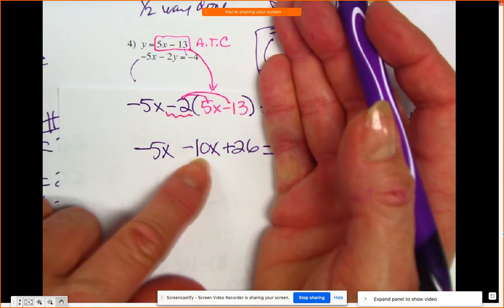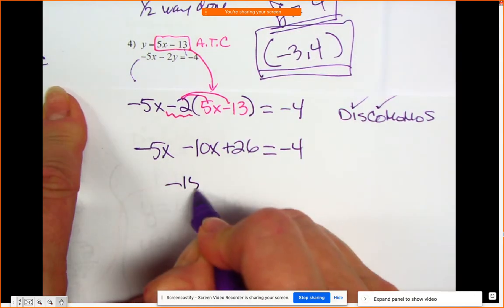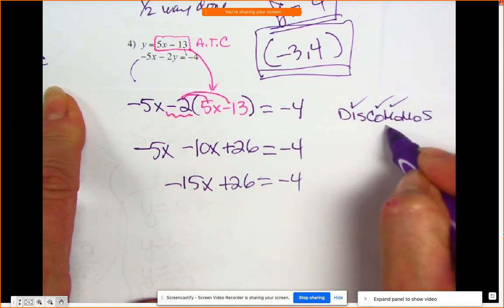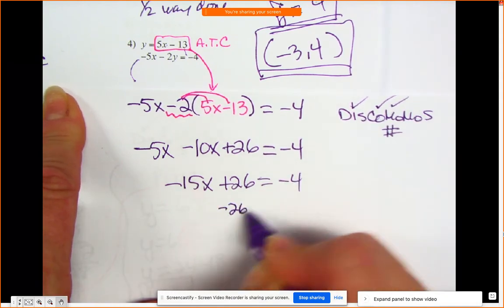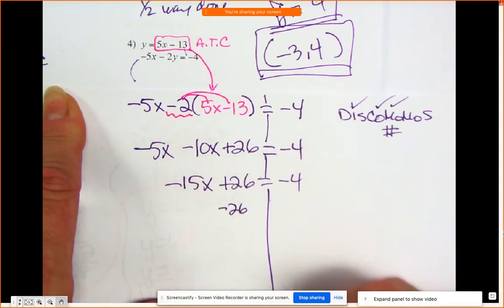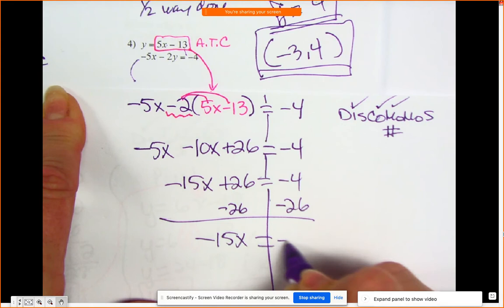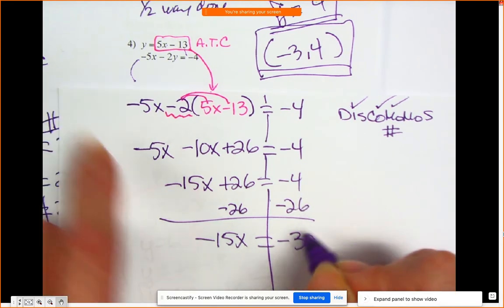I'm looking here and I can combine those two. I get negative 15x plus 26 is equal to negative 4. Now I've got to move numbers. So I'm going to subtract 26. Sorry, I didn't draw walls. Subtract 26 from both sides. I get negative 15x is equal to negative 30 because same sign you add.